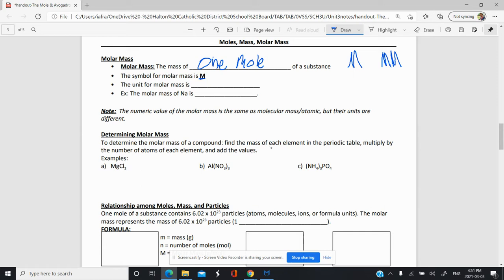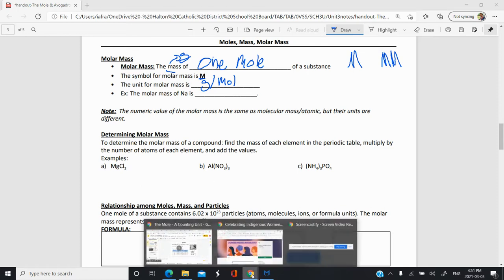The unit for molar mass is grams per mole, because it's the mass of 1 mole, and specifically the mass in grams. So the mass in grams for 1 mole. You can get the molar mass from your periodic table. The mass on the periodic table is basically your molar mass. Usually it's the mass for one atom in atomic mass units. But when you're dealing with 1 mole, it's the same number, but the units instead are grams per mole.